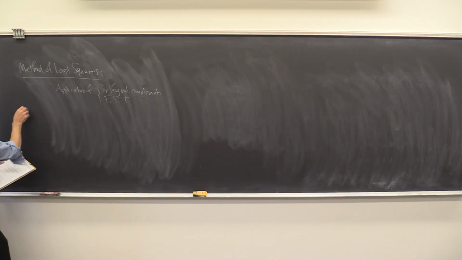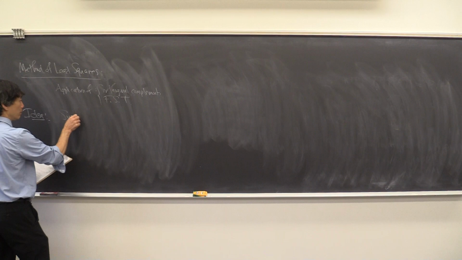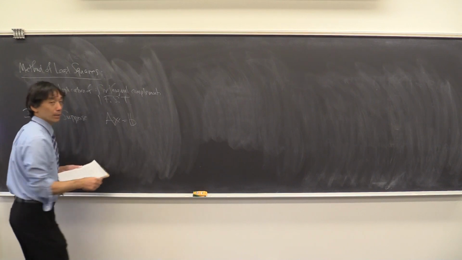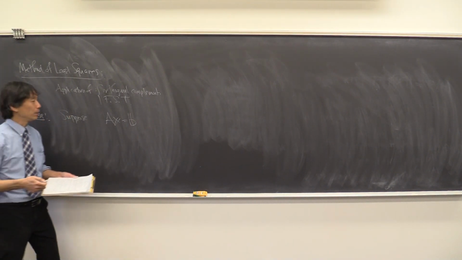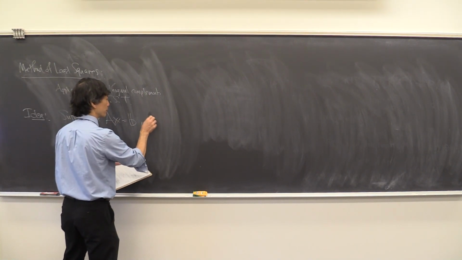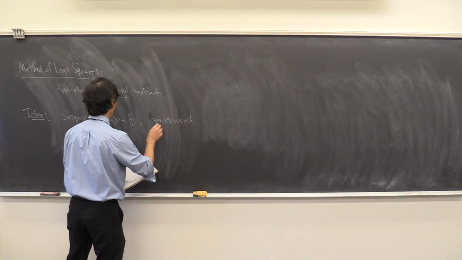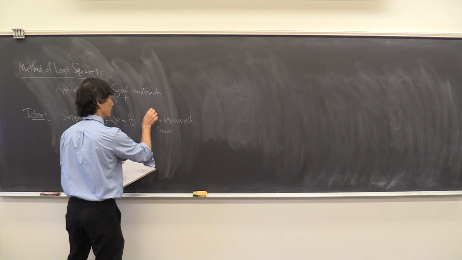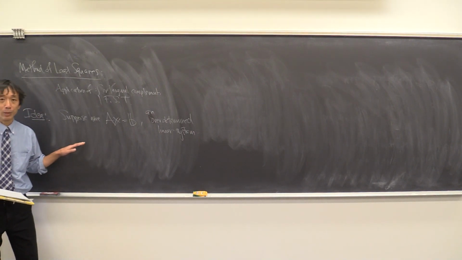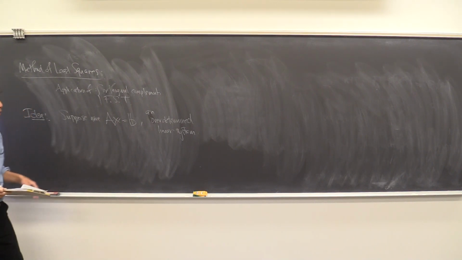Okay, so here's the idea. Suppose you have a linear system, Ax equals b, but it's overdetermined. Remember what overdetermined means? It means that you've got too many equations, right? More equations than unknowns.